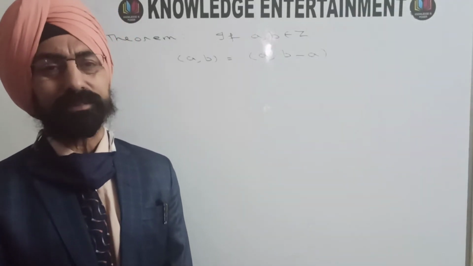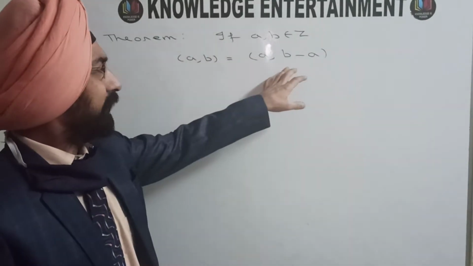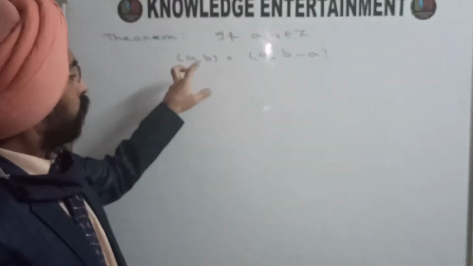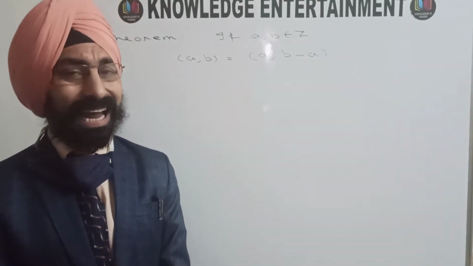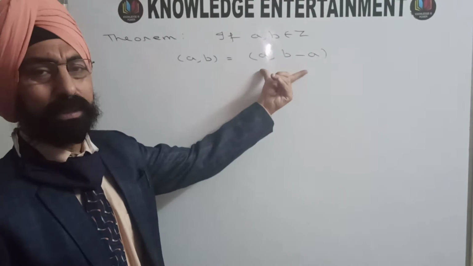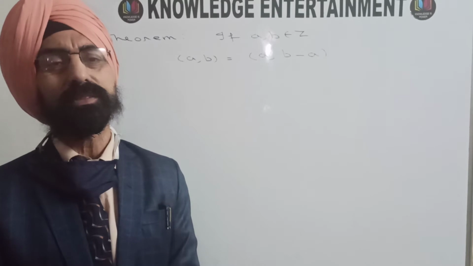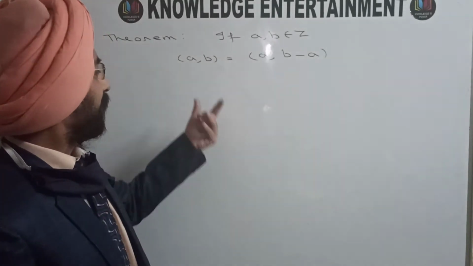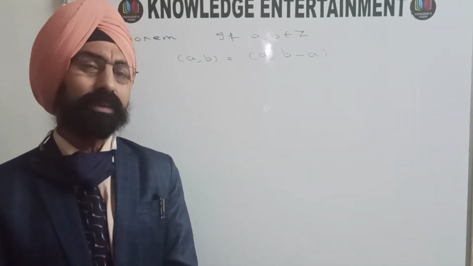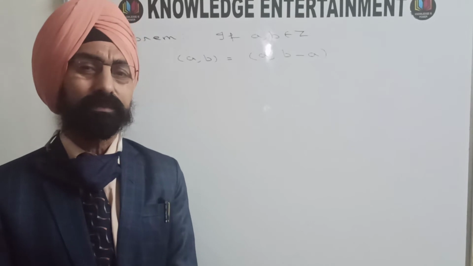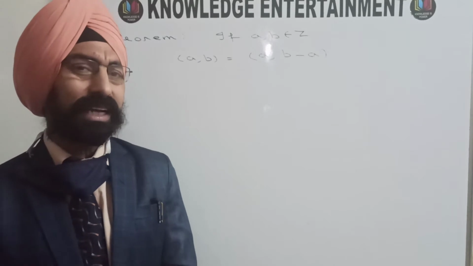If I show that every common divisor of A and B is a common divisor of A and B minus A, and every common divisor of A and B minus A is a common divisor of A and B, then in fact what we have shown is that the common divisors of A and B and the common divisors of A and B minus A are the same. And if their common divisors are the same, automatically their greatest common divisor will also be the same. So that trick I will use here.